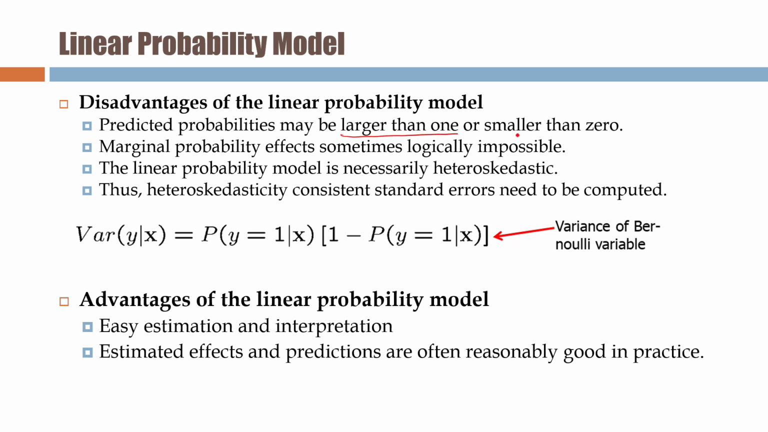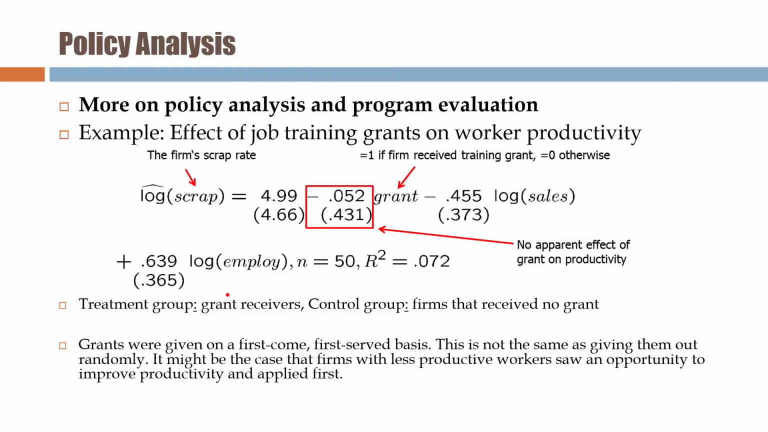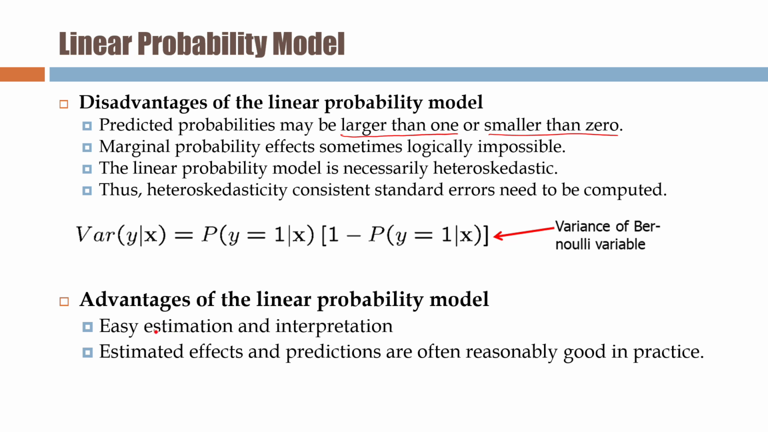Sometimes it goes larger than 1 or smaller than 0. That doesn't mean anything. Some marginal probability effect is sometimes logically impossible, right? So that's why there are a lot of different things. However, what is the advantage of the linear probability model is the easy estimation. You can tell easily what is going on, right? So interpretation is easy. You will see later the logistic regression is really more complicated to interpret.